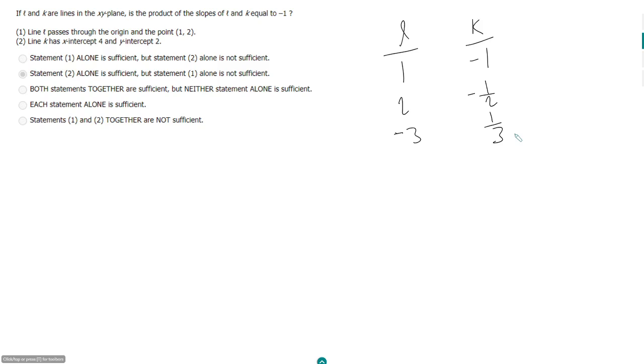And so what is the pattern that we see here? It looks like K is always the negative reciprocal of L. Likewise, L is also the negative reciprocal of K. And so what is the relationship between two lines whose slopes are negative reciprocals of each other? They are perpendicular to each other. So this is just saying our lines L and K are perpendicular.